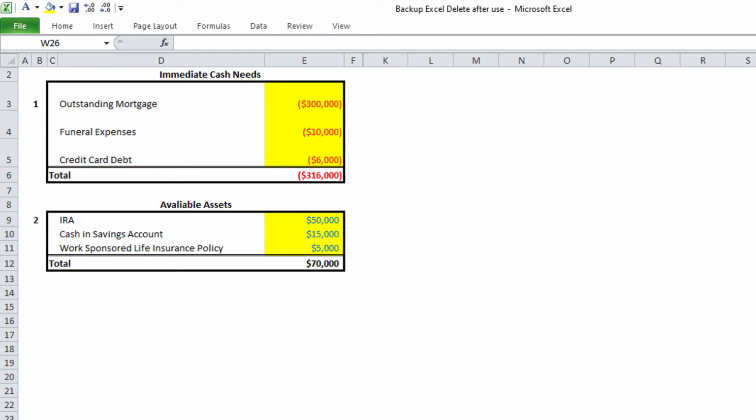The next thing we'll look at is any available assets they have that can be used to offset their immediate cash needs. And so here you can see they have $50,000 in an IRA. They have $15,000 of cash savings account, and a life insurance policy from their employer of $5,000. And so altogether, they have $70,000 of assets that can be used to offset their immediate cash needs.